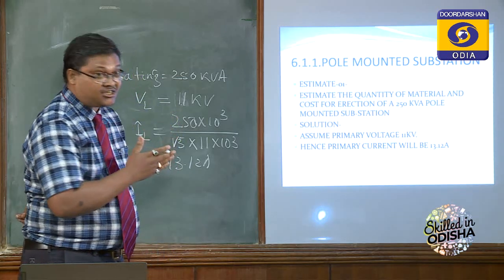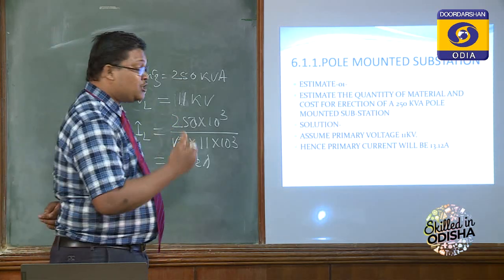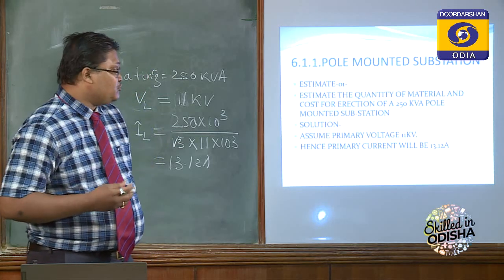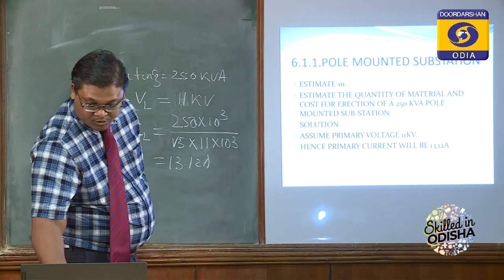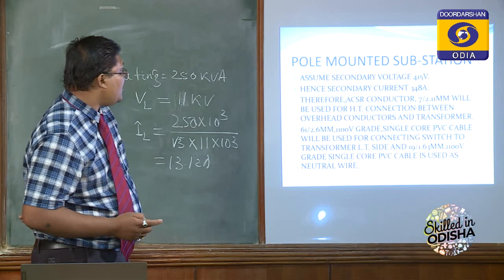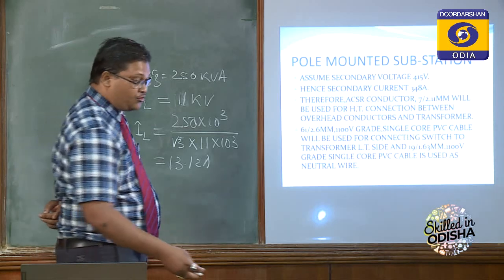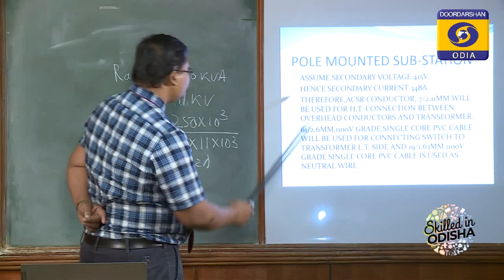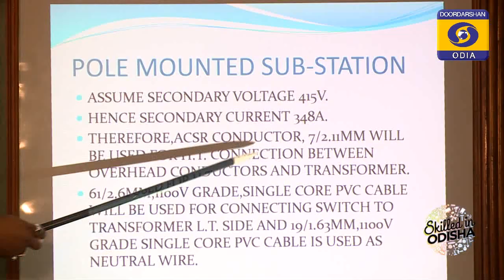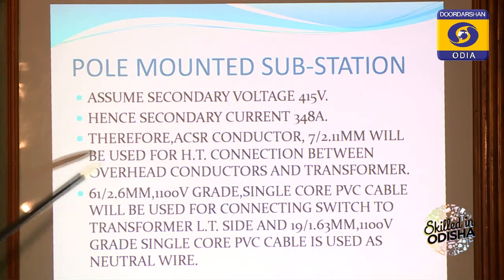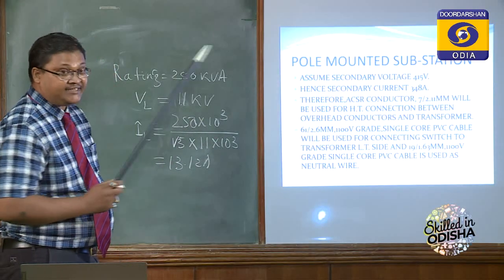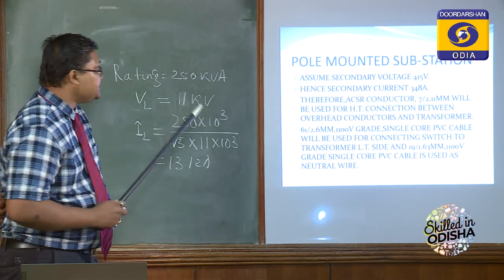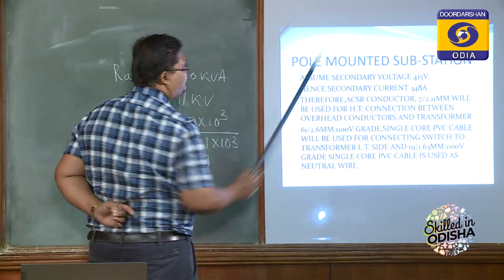Current rating is most important for selecting the size of the conductor. The primary side conductor is not equal to the secondary side. In the conductor chart, for 13.12 ampere, an SCSR conductor of 7 by 2.11 mm will be used for HT connection. 11 kV is the HT connection, that is the high tension side, and as it is a step down transformer, for the secondary side we choose 415 volt.